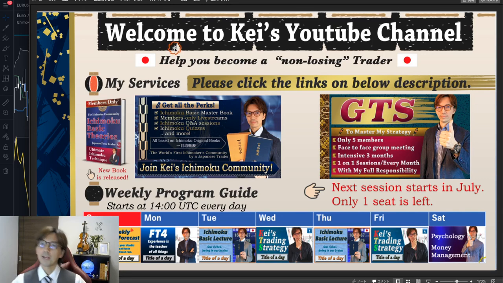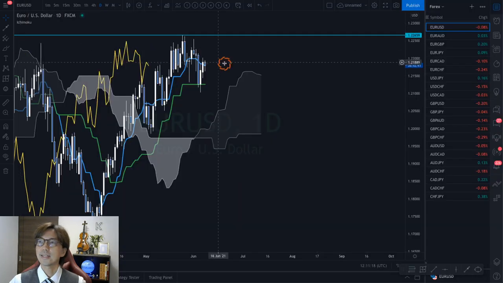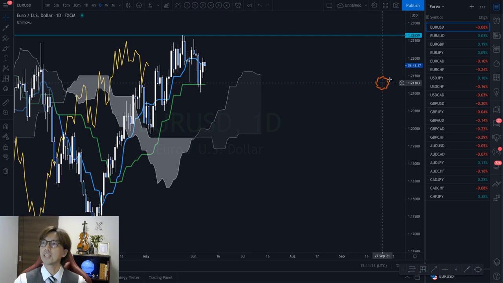So let me open the charts. Here are the pairs I watch: Euro, USD, AUD, pound, JPY, CAD, and Swiss franc pairs. So I screen around 20-21 pairs, but it doesn't mean that I take trades on all of them every day. That's impossible. I have these pairs on my watch list, and whichever is trending, I take trades.